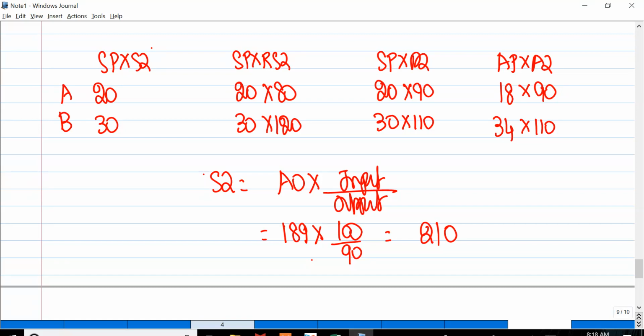Split this into 2, 40% and 60%. 40% for A, 60% for B. Any doubts on 210? Some of you look a little confused. Any doubts on 210? 189 is the output.